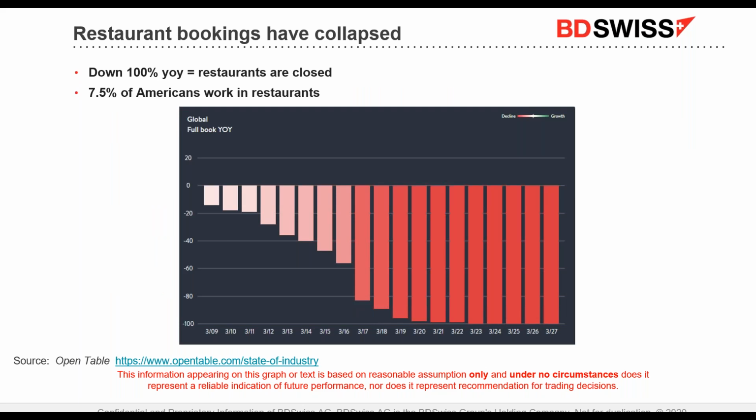Just an example of the demand shock and the hit to labor. This is a graph of restaurant bookings from a website called Open Table that does online restaurant bookings, year-on-year change in restaurant bookings. You can see they are down about 100%. Nobody is going to the restaurants anymore. That's very serious. 7.5% of all American workers work in restaurants. This is just one example of the way the supply shock is rocking the economy. These people are out of work. We're going to have record levels of unemployment. Even during wartime, you don't see things like this. It's unprecedented.